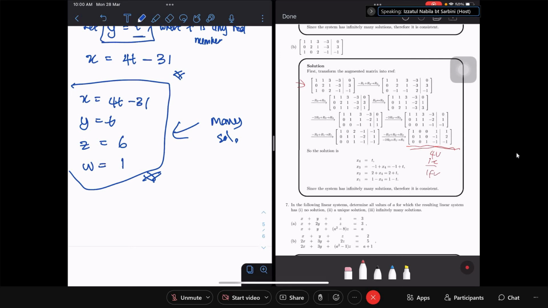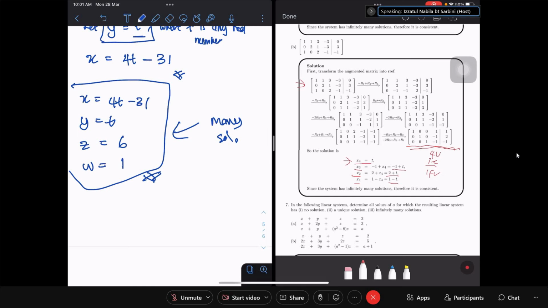For your free variable, you have to change back into equations first, and then you decide which one is your free variable. Always start from the last variable first. Always start from the last. If the last variable has a value, then proceed with the second last variable, and so on. If you cannot solve for the last variable x4, you just let x4 equal the free variable, which is t, and then substitute. So you have x1 equals 1 minus t, x2 equals 2 plus t, x3 equals negative 1 plus t, and x4 equals t.